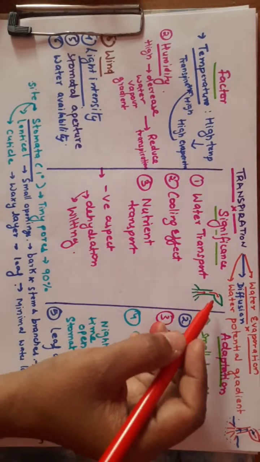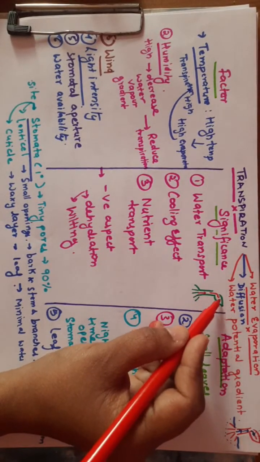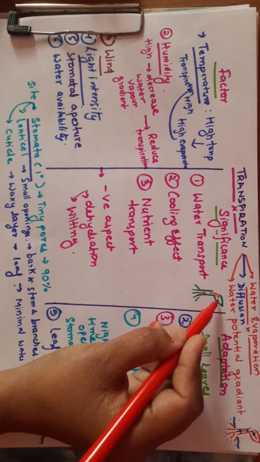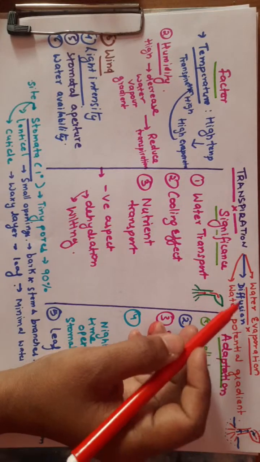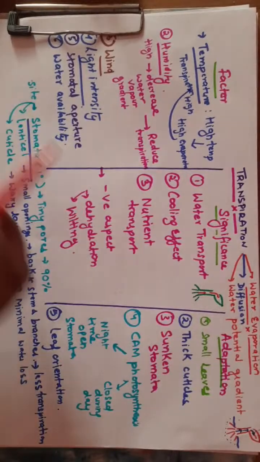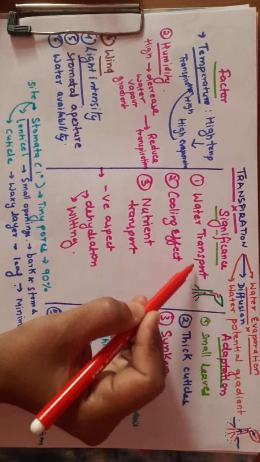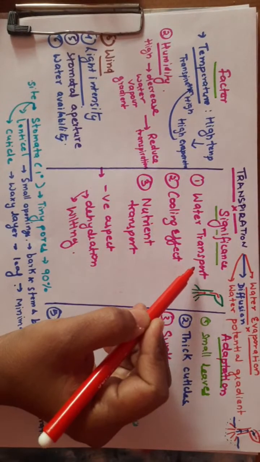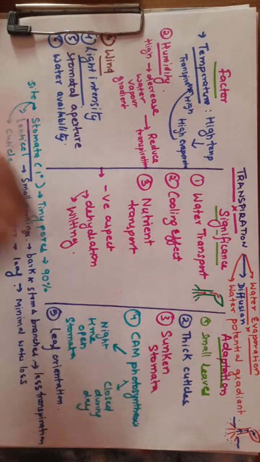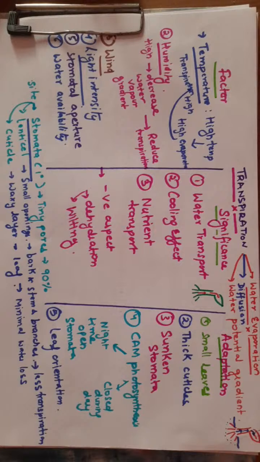Okay. So the transpirational pull is occurring due to the process of transpiration. So this transpiration pull will lead to the water transport in the plant. Okay, in addition to water transport, there is the transport of minerals also, right? Because they are dissolved in water, right? So this is the first significance of transpiration, that it will help in the upward movement of water and minerals from the roots to the other plant part.